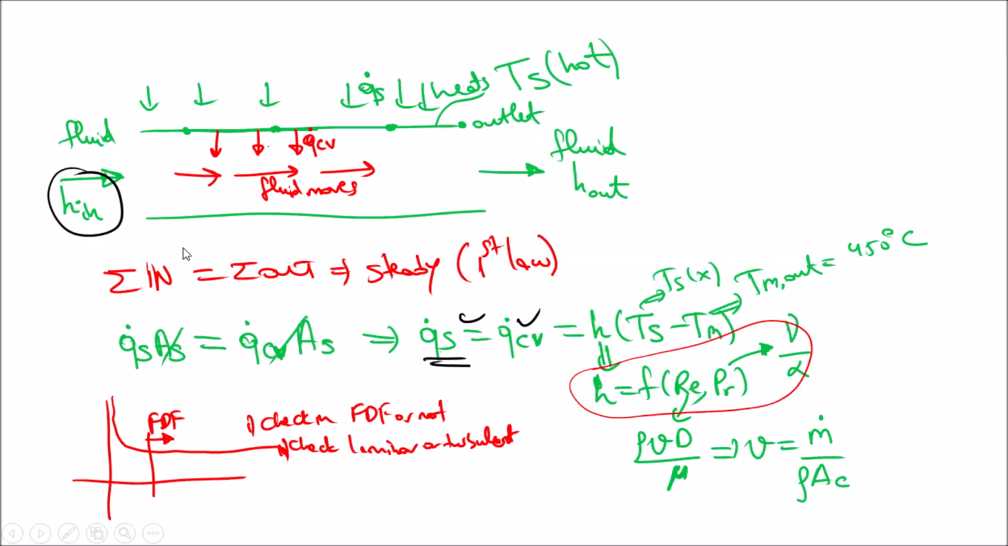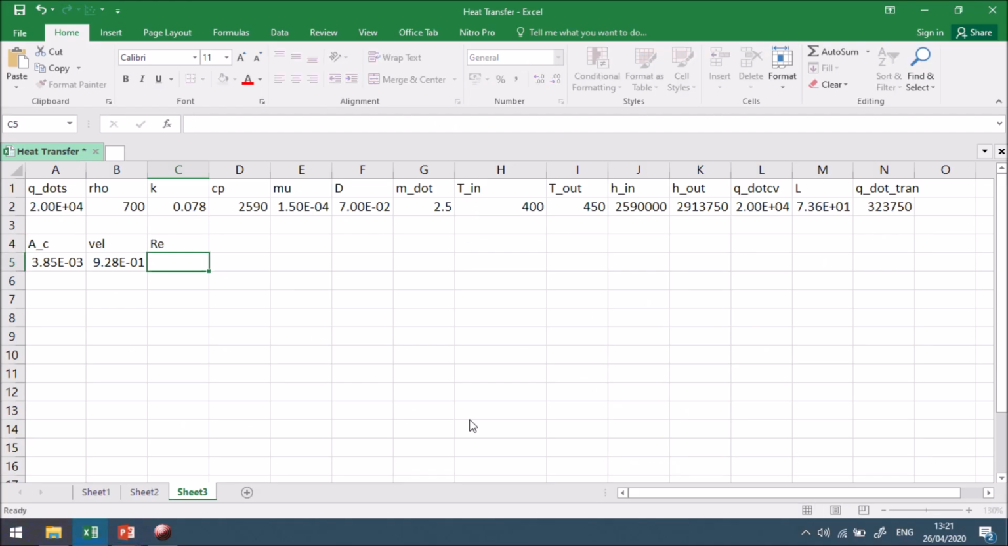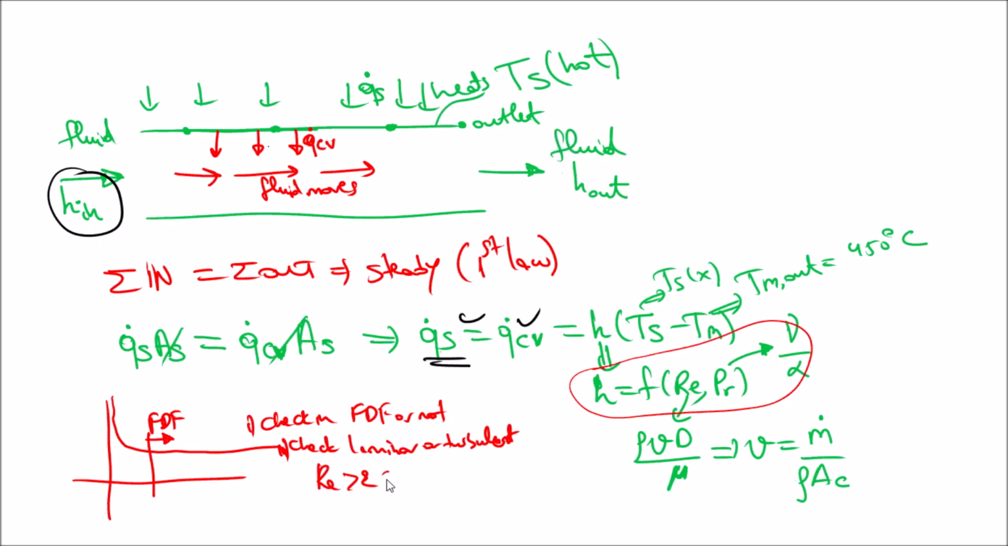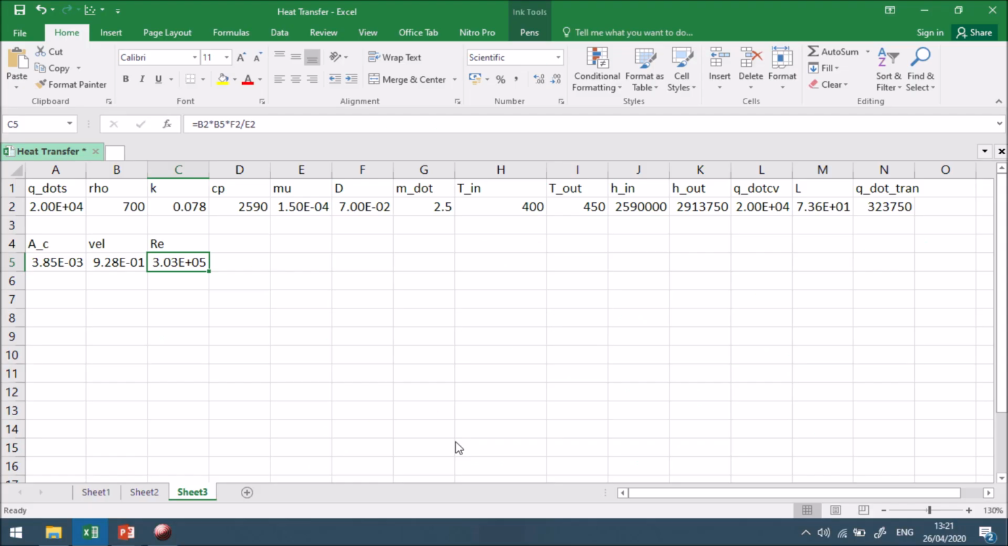The velocity is 0.93 meters per second. I know the velocity and I can find the Reynolds number. It will be density into velocity into diameter divided by the mu value. And the Reynolds number, as you can see, is much greater than 2300, therefore it is turbulent. Okay. For turbulent flow, if you need to know if it is fully developed flow or not, you should divide the length by diameter. This length by diameter should be greater than 10. If it is greater than 10, then you are in fully developed flow and there is no problem. Let's check it.